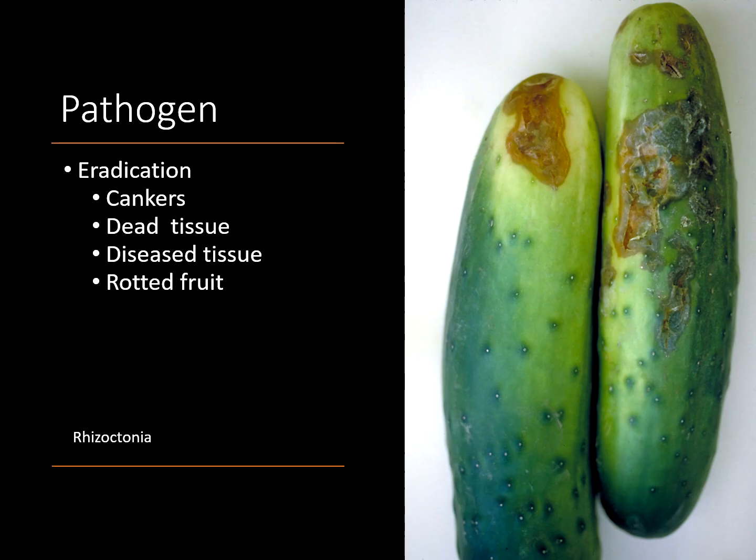We're aiming for cankers, dead, dying, diseased tissue, rotted fruit, dead plants, dying plants. So we're getting those out. I mentioned that earlier when I talked about debris. This is the same thing. Dead, dying, diseased tissue has to go as soon as possible, because it's that diseased tissue that's going to generate fungal spores, bacterial cells, and that inoculum that's going to infect nearby healthy plants or overwinter for the next season's crop.